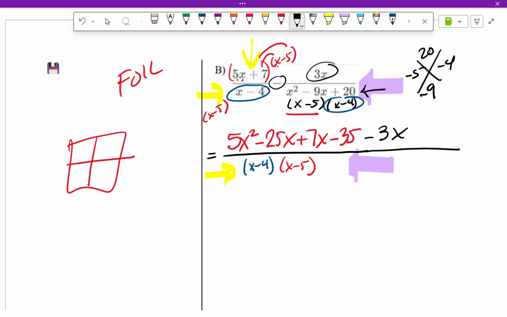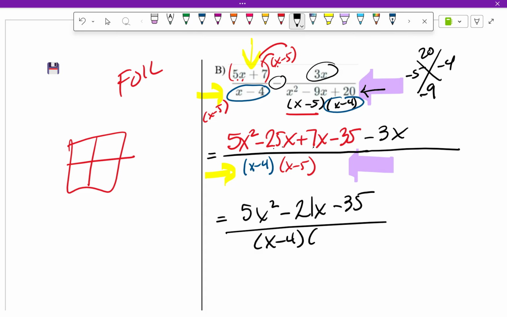All right, what do you think we need to do now with the numerator? Combine like terms. It's back to algebra 1, right? So 5x squared, we got 25x. What's 7x minus 3x? 4x. Negative 25 and positive 4, negative 21x, and then I've just got a minus 35. And then we're keeping it.